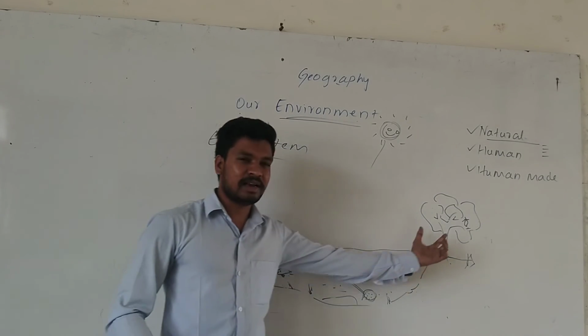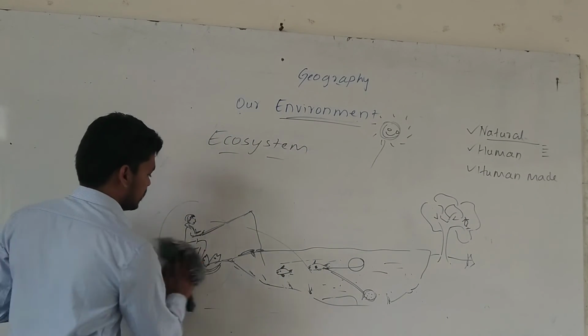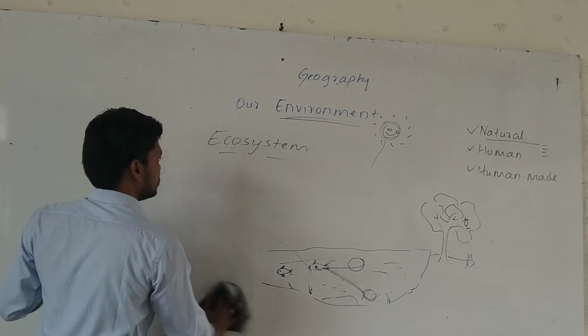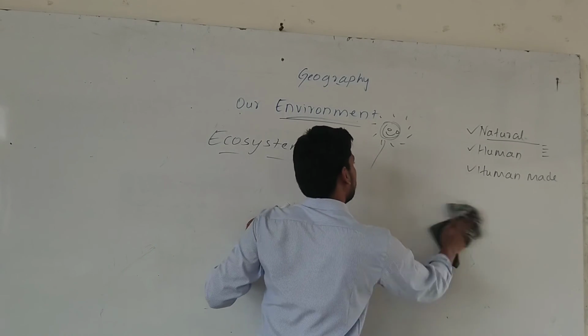That's about it, an interdependent interconnection of living organisms and non-living organisms. It's called an ecosystem. It's the last answer. Have you understood?